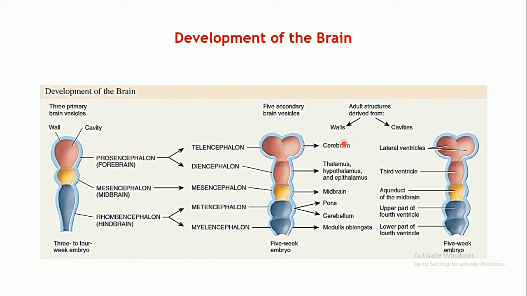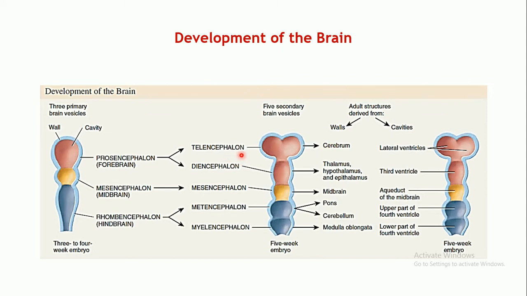As you can see over here, this is the list of the parts of the adult brain which are derived from the wall of the vesicles, whereas these which are listed over here are the parts which have developed from the cavities present within the different vesicles. Okay, now let us see what are those different parts into which the walls and the cavities of these vesicles develop.